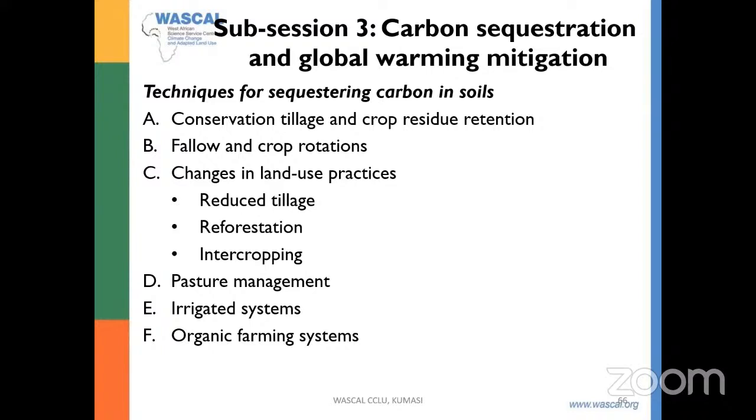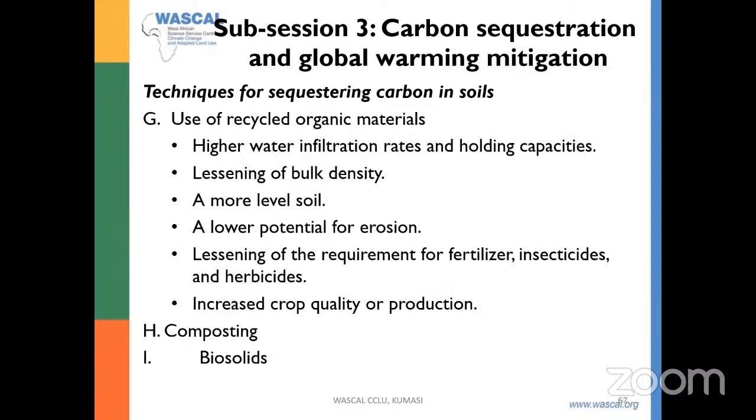as well as changes in land use practices, like I've talked about reduced tillage under conservation tillage, then reforestation, intercropping, and also pasture management, especially for livestock areas in the Sahara where we have major livestock production. Pasture management is important, and adopting irrigated systems and organic farming systems. These are key practices if we want to sequester carbon.